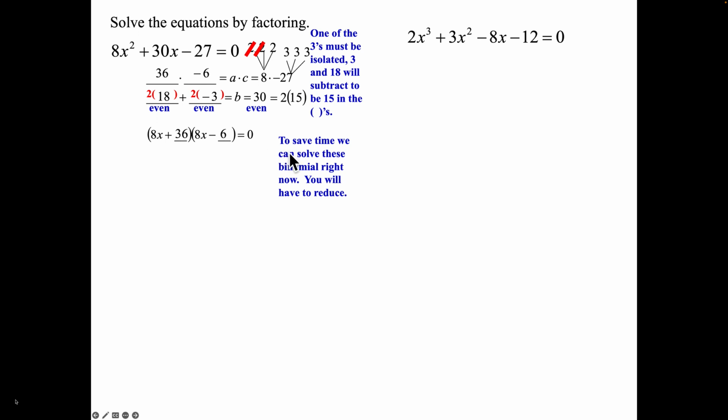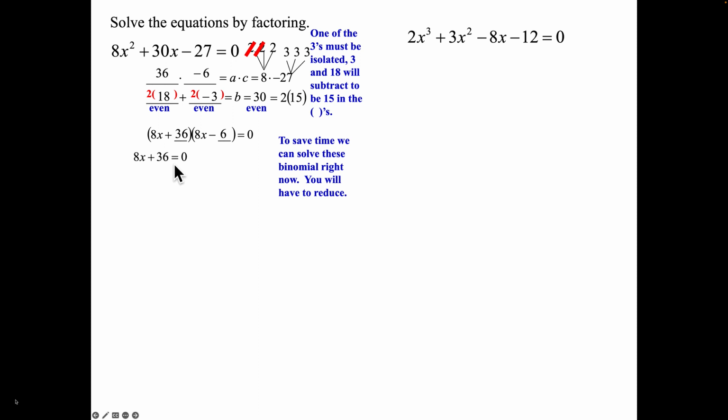Now, because we're solving, this is allowed to save yourself some time. I'm not a fan of it, but it's still mathematically correct. You do not have to divide out the GCF. You can set the binomial equal to 0 right away. Now, if we look at this really close before we solve it, the GCF would be a 4. I'll show you in the work where you divide out the 4.